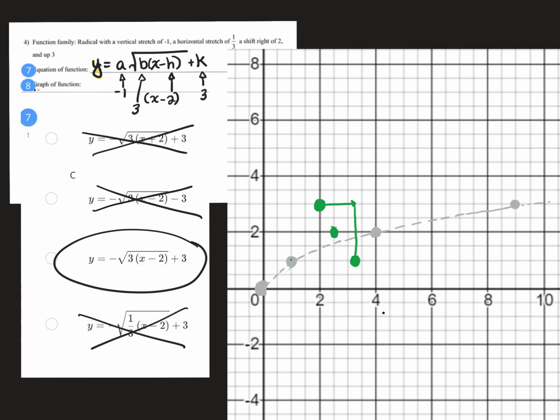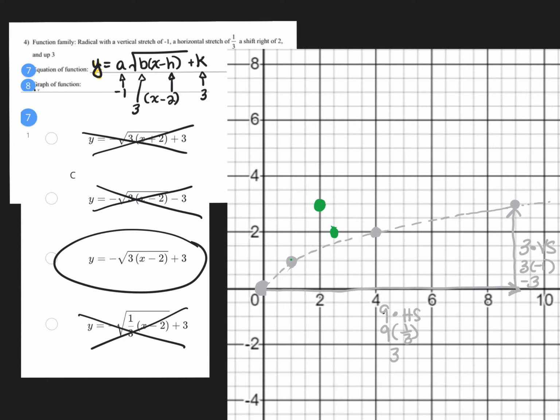Next up, I'm going to go right 9, up 3. And then I'm going to multiply that by my horizontal stretch and by my vertical stretch. So my vertical stretch is 3 times -1, which means I'm going to go down 3. I'm going to multiply my horizontal movement by my horizontal stretch of 1/3, which means I'm actually going to go right 3. So let's do this. Let me erase again this stuff so we have some room to work. Oops, I don't want to erase that point. Put that back on there.